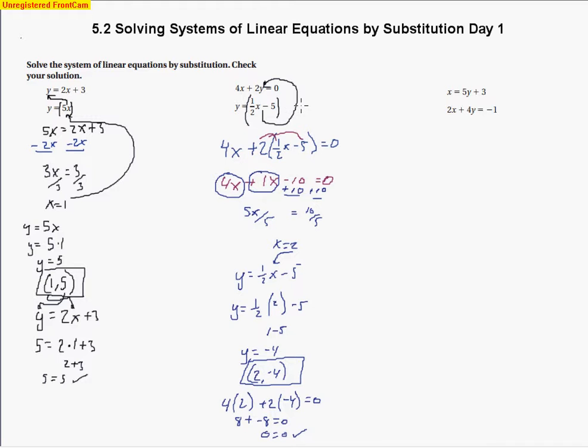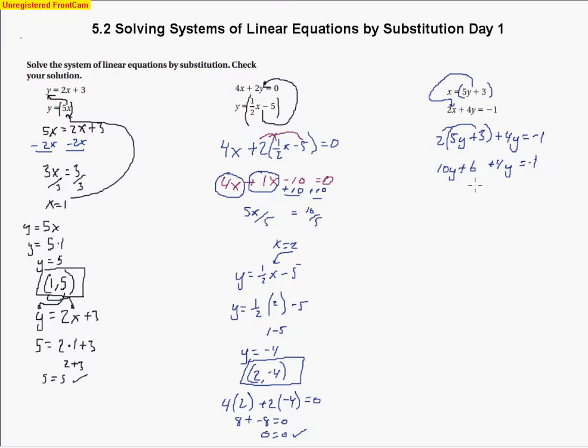So far we've always substituted an expression in for y. Here we don't have y by itself, we have x by itself. So we're going to take this expression that x is and we place it into the equation down below for the x. So 2 times 5y plus 3, and then plus the 4y equals negative 1. So I do some work, I distribute, and I've got 10y plus 6 plus 4y equals negative 1.